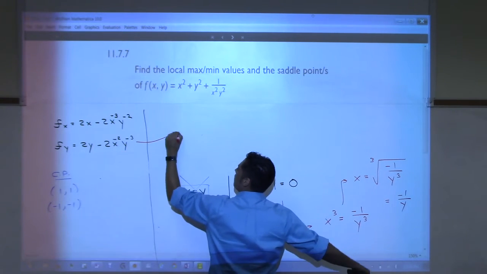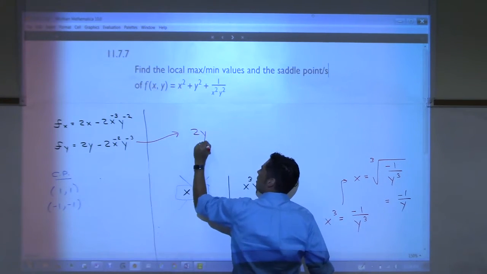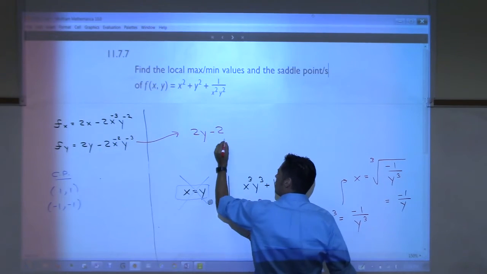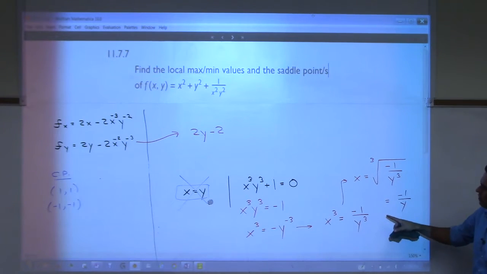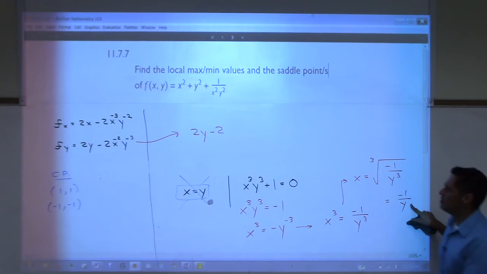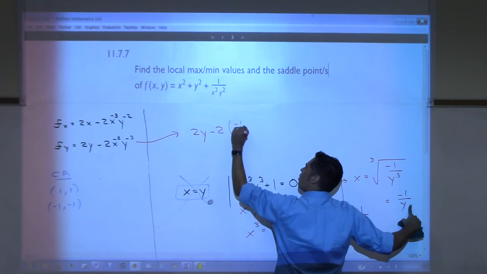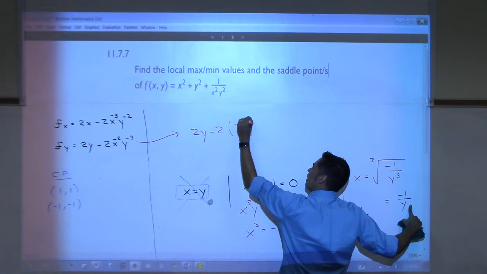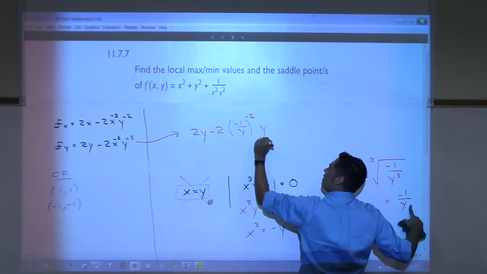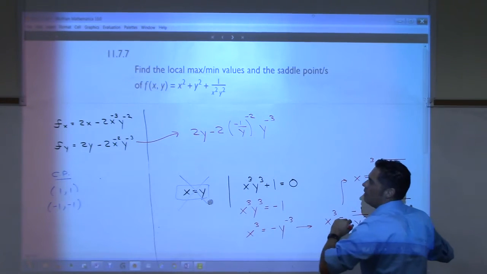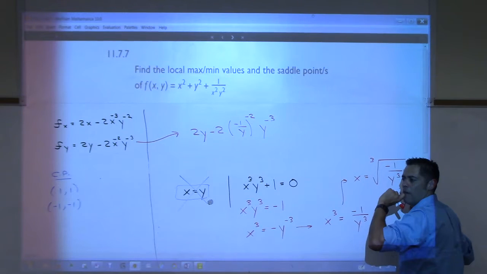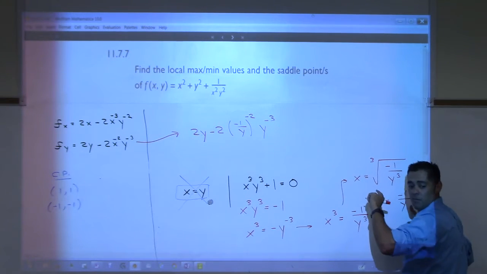So taking this one, I have 2y minus 2. Now what is x? It's this, right? But I'm going to raise it to negative 2. So negative 1 over y to the negative 2, and then y to the negative 3. And aren't I going to set that equal to 0? I am going to set that to 0.